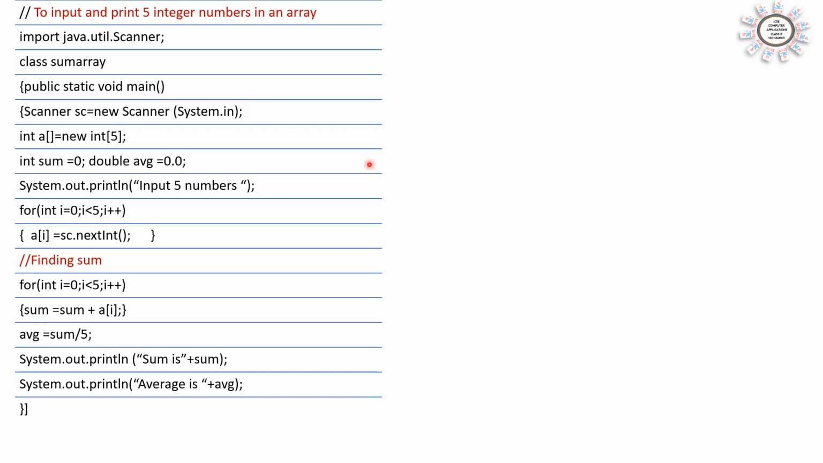Here, write the command. This is the first program, so we will be discussing each thing in detail. Write the command to input and print the 5 integer numbers in an array. Import java.util.Scanner. We are doing it by the Scanner class. Declare the class SumArray, public static void main, Scanner sc is equal to new Scanner(System.in). So till here it is almost the same. Only the class name will change.